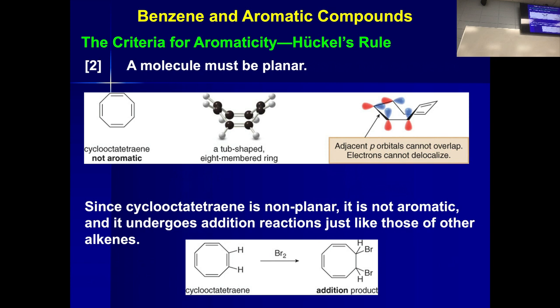The second rule is the molecule must be planar. When I build a model and I throw it down on the table, it must lay flat. If I add 2 more carbons to this, let's see if we do it. There we go. I can draw it flat. Cyclooctatetraene, the 8 carbons.